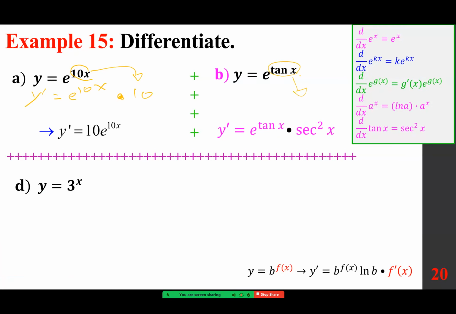What about y equals 3 to the power of x? It's an exponential itself. Is the base e? No. I need ln 3. Since this is x, we don't need anything else. And the final answer is 3 to the power of x times ln 3. It's very straightforward, everybody.